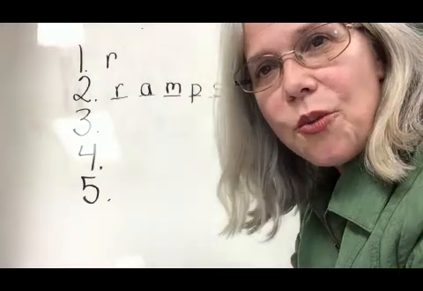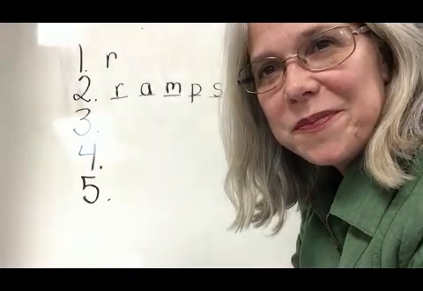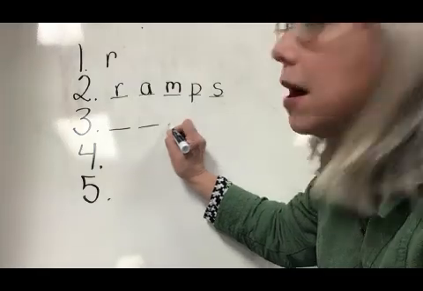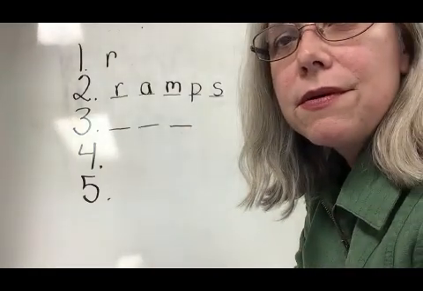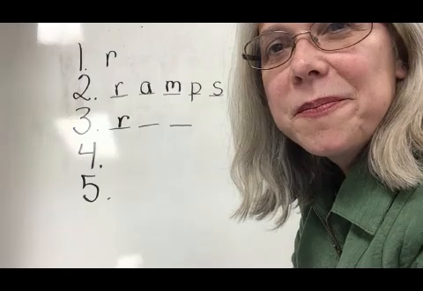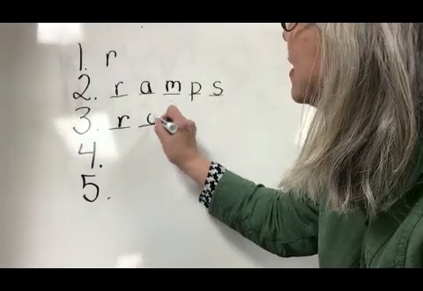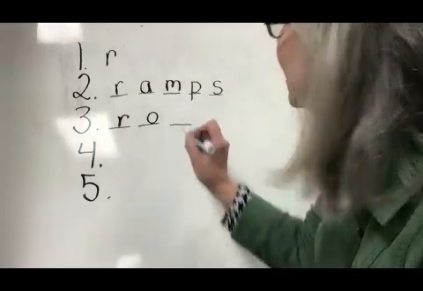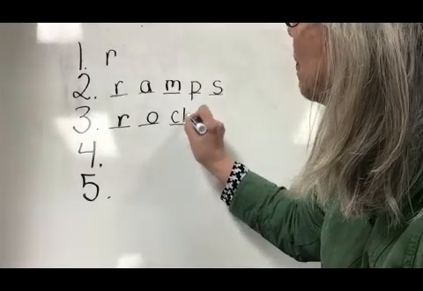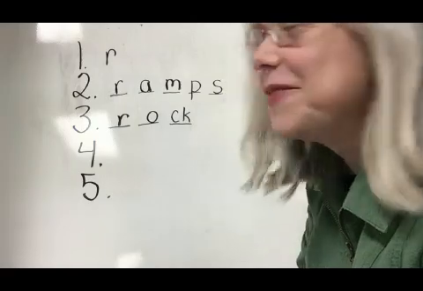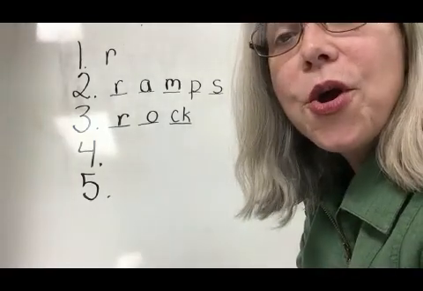The word is rock. Repeat that word. Okay, let's make a line for every sound. R, A, K. How do you spell the R? R. A, O, K. That's digraph CK. Remember, in the final position, we use digraph CK, right? Okay, let's go to number 4.